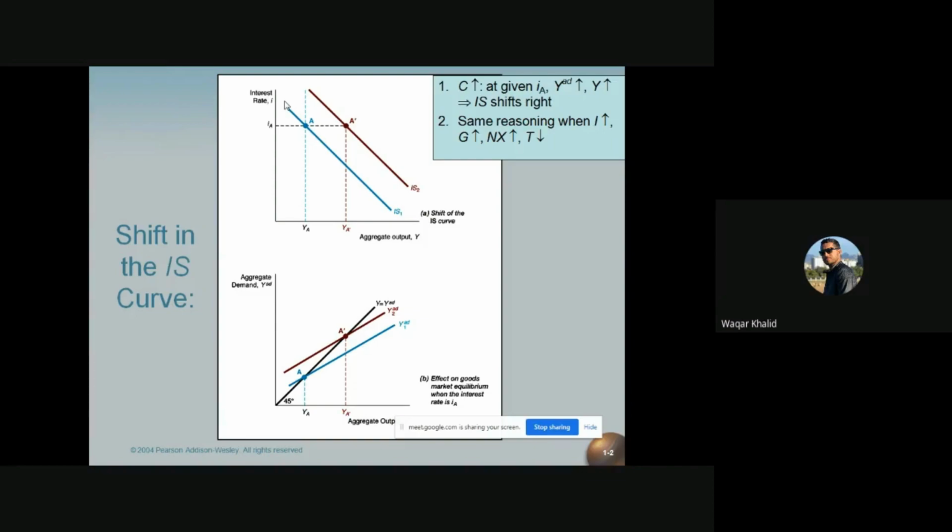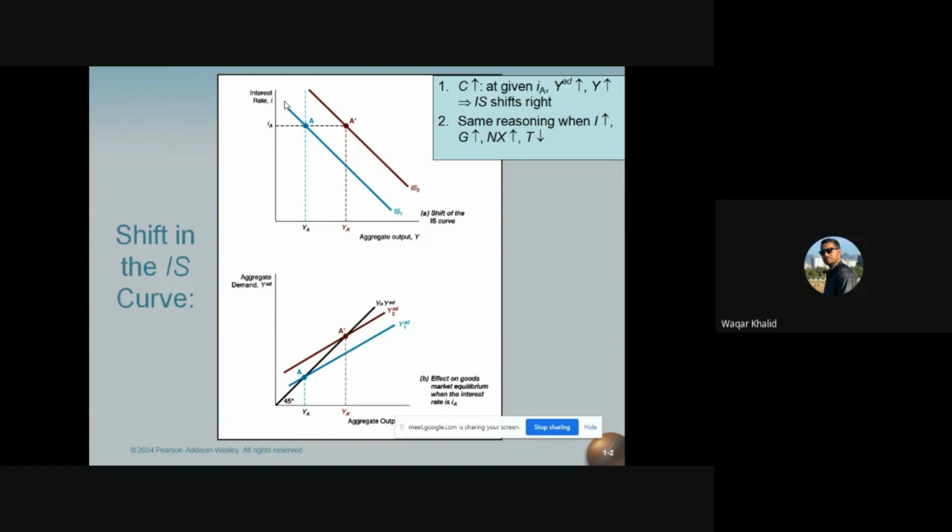It means that if there is a change in autonomous consumer expenditure, and if the autonomous consumer expenditure rises, the IS curve will shift towards the right from IS1 to IS2. Similarly, if there is a decline in autonomous consumer expenditures, the direction of the change will be reversed. For any given interest rate, the aggregate demand function shifts downward, the equilibrium level of output falls, and the IS curve shifts from the original position to the left.